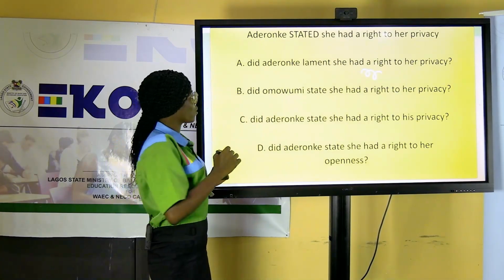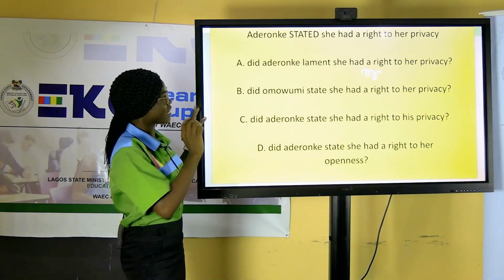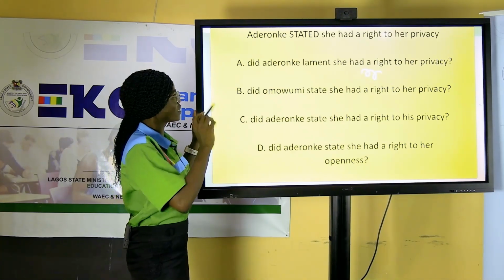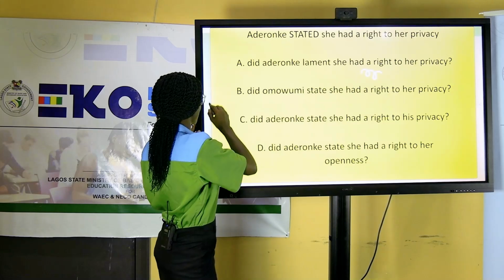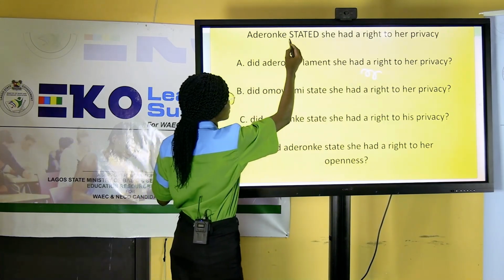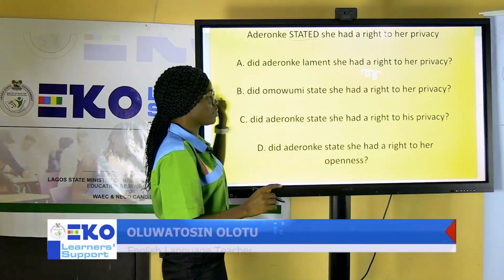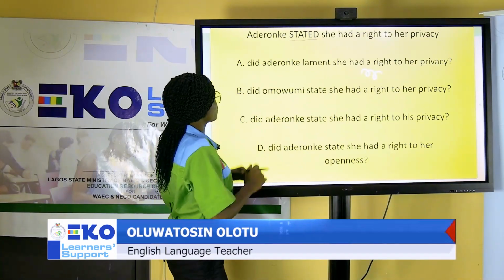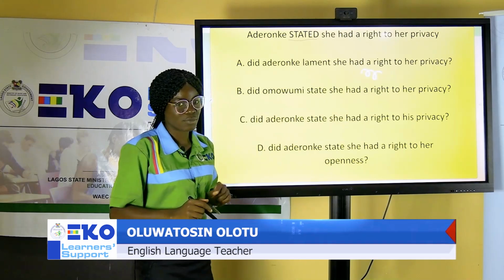Look at this second one. Aderonke STATED she had a right to her privacy. Aderonke stated. That is where the emphasis is. The emphasis is on what? Stated, and that is why it is written in capital letters. Look at it. Stated is written in capital letters, which means the emphasis should be placed on that particular word. So, Aderonke stated she had a right to her privacy.